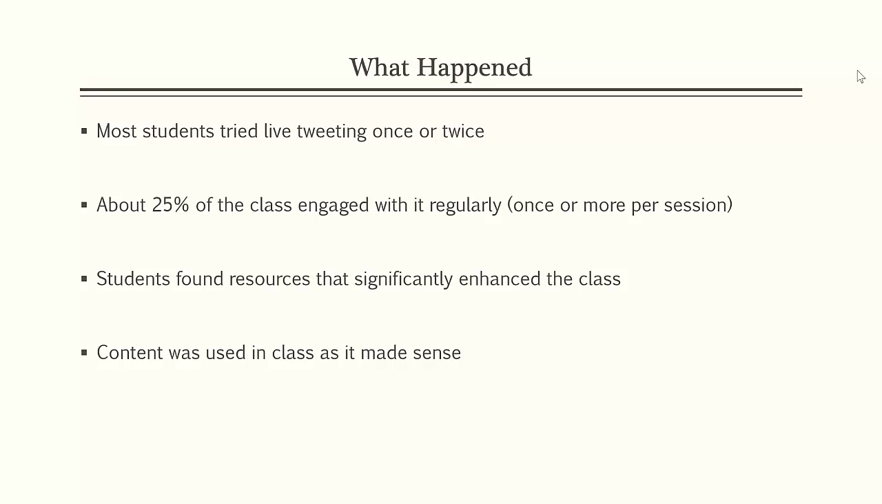Now, what happened? So most students in the class have tried live tweeting during class once or twice. I would say about 25% of the class engaged with it regularly, meaning that that core group did it once or more per session. They were actively on Twitter. This was not something that I required my students to do. I gave my students several options, and Twitter was an option that they could engage in to get their grade. So if they tried it and they didn't like it, they didn't have to do it. They could do something else.